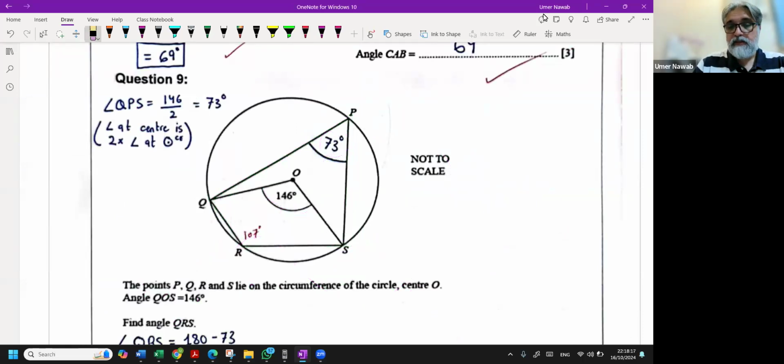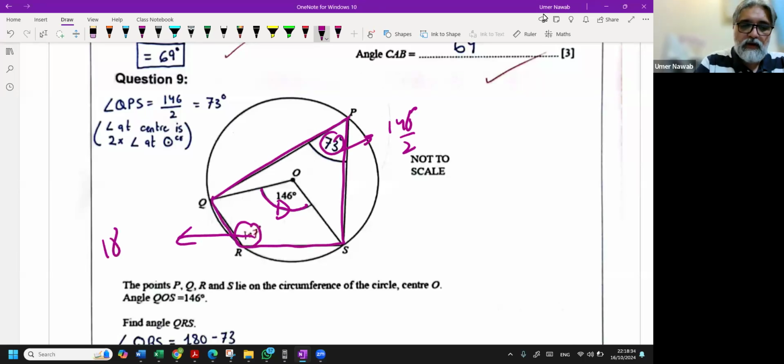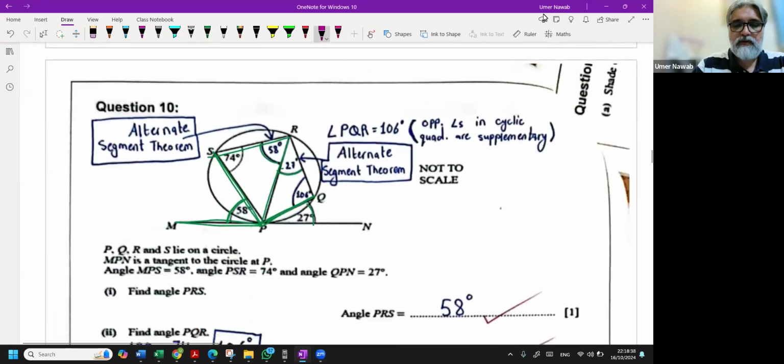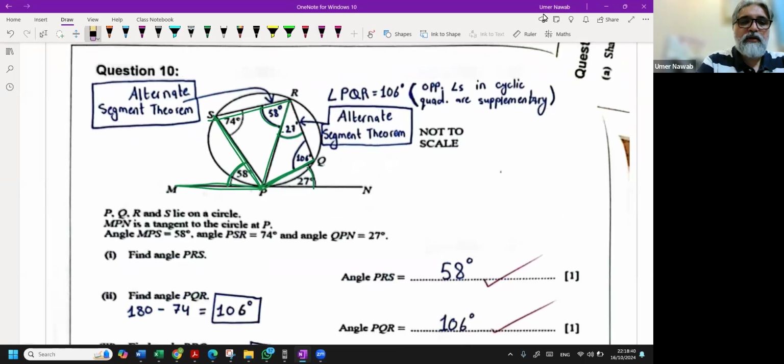Again, my friends, cyclic quadrilateral property. He gave you this angle 146, which is double. I'm going to take the half of 146, which is 73. Then cyclic quadrilateral property, 180 minus 73 will give you 107. Question number 10.